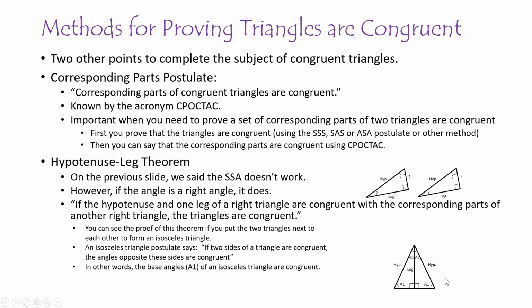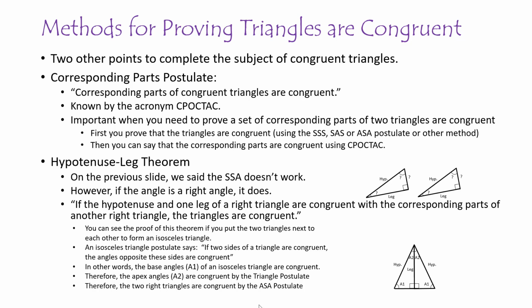And these angles in this big isosceles triangle are called the base angles, and so they're congruent. And because these are congruent and the right angles, of course, are congruent, then that means by the triangle postulate, this third angle, the A2, they're also congruent. And so using the angle-side-angle postulate, these two triangles are congruent. So the hypotenuse leg theorem works.